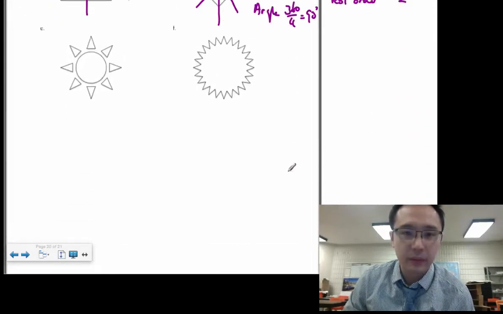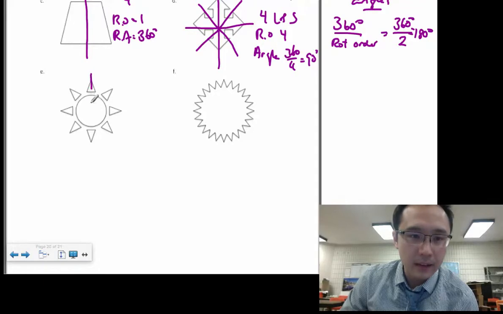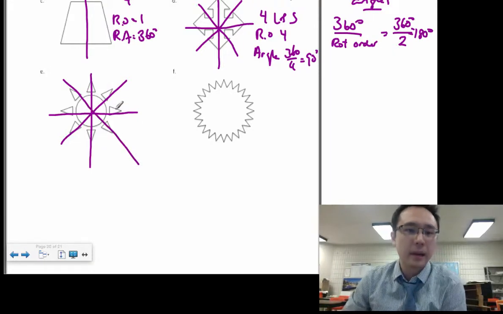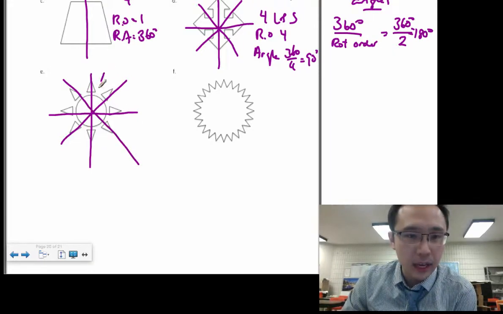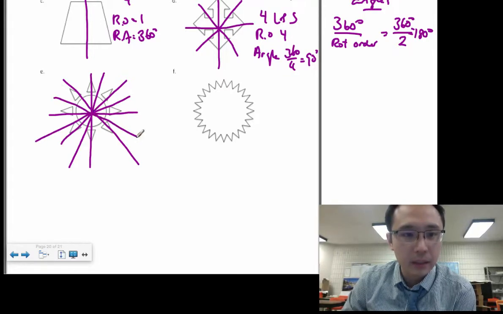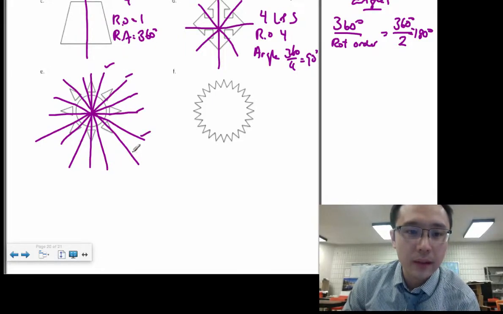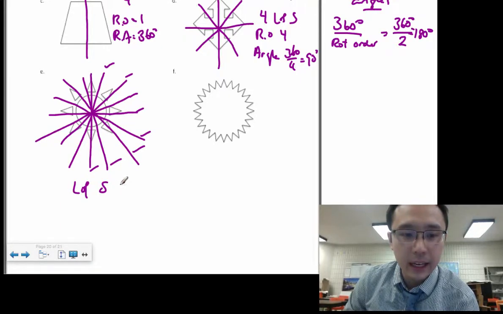There's the sun. We have 2 left. So this one has one here at the tip, another one here at the tip, another one at the tip, another one at the tip. But don't forget, you can actually have it in between the tips as well. So you can have it in between, and in between. So how many lines of symmetry do we have? That's 1, 2, 3, 4, 5, 6, 7, and 8. So that's lines of symmetry of 8.